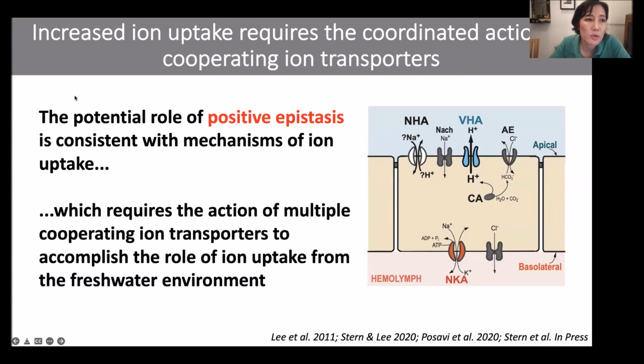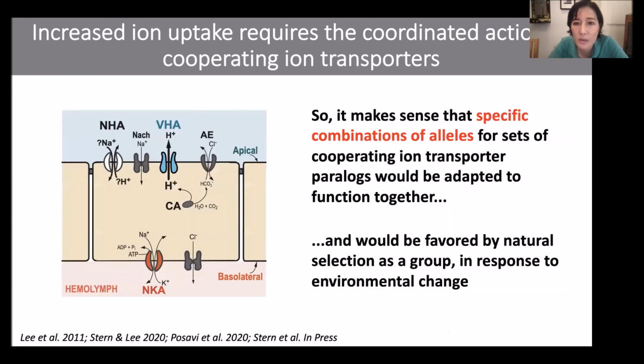So this potential role of epistasis is consistent with mechanisms of ion uptake that I talked about earlier in my talk. This requires the action of multiple cooperating ion transporters to accomplish the role of ion uptake from an incredibly ion-poor environment. This is a challenging feat that needs to be accomplished. So it makes sense that specific combinations of alleles for sets of cooperating ion transporter paralogs would be adapted to function together, and they would be favored by natural selection as a group in response to environmental change.